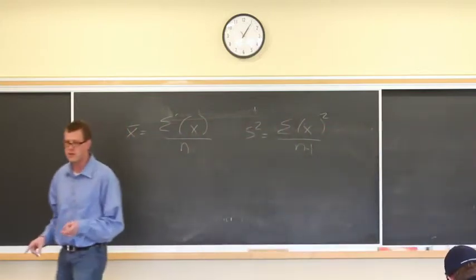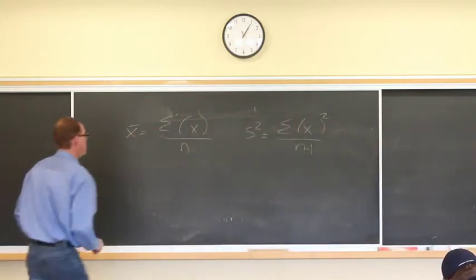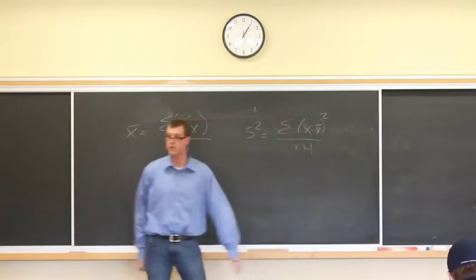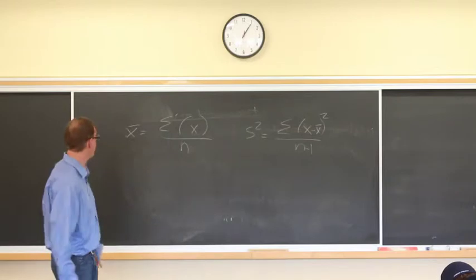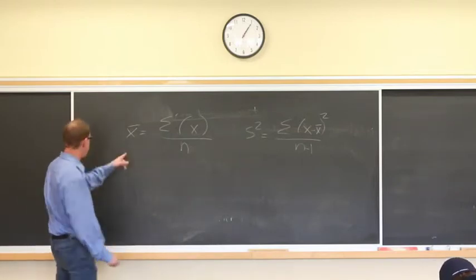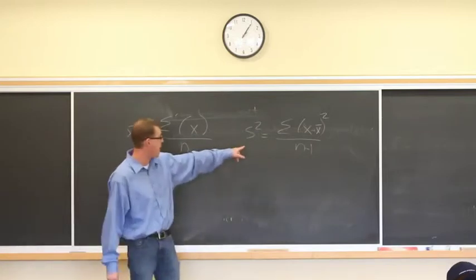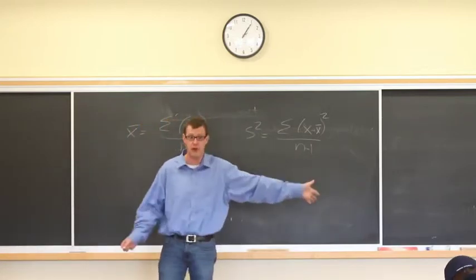And I think I heard the answer from there. X minus the mean. Yeah, there you go. Beautiful. So this is our estimate of the population mean, which is unbiased. This is our unbiased estimate of the population variance.